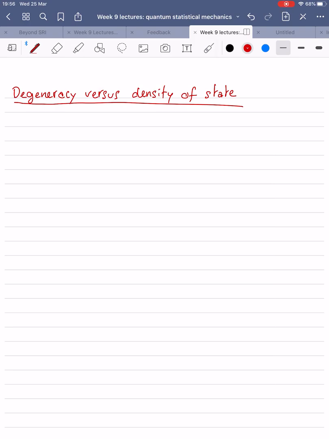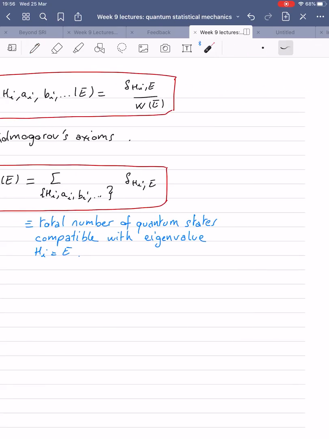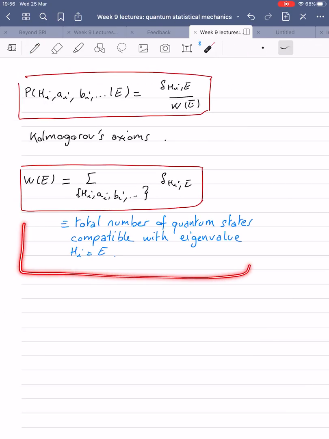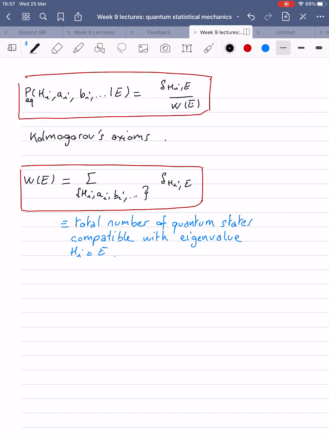So in this video what we are going to look at is first remind ourselves that last time we defined the micro-canonical ensemble. Okay, so here for example that would be an equilibrium probability density given some energy here, and we have this quantity W of E. Now this quantity is actually called as well the degeneracy of the energy E.